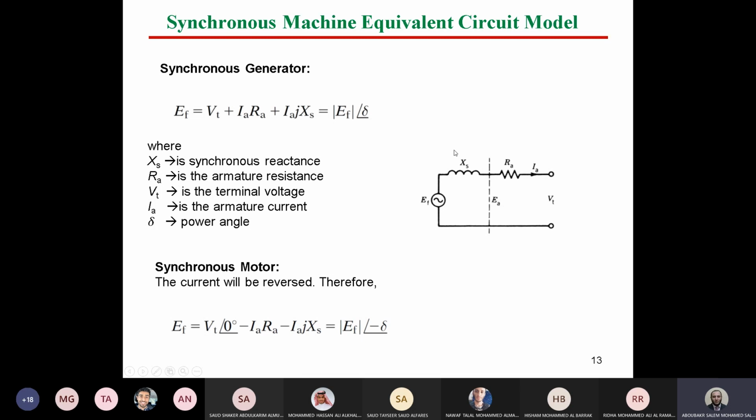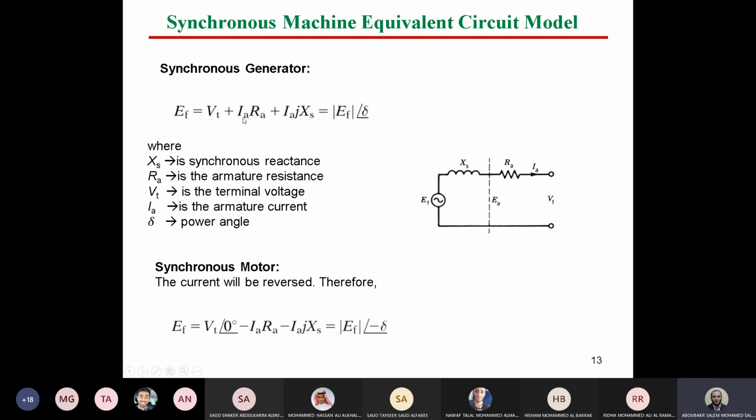So the direction of current here now represents a synchronous generator. If we make a Kirchhoff voltage loop for this circuit, we can say that EF equals IA multiplied by RA plus JXS, plus V terminal. So this is now representing the synchronous generator model. So EF equals V terminal plus IA RA plus IA JXS.